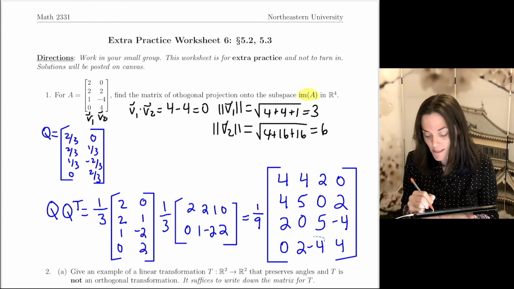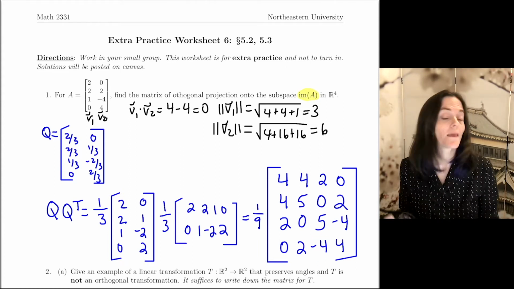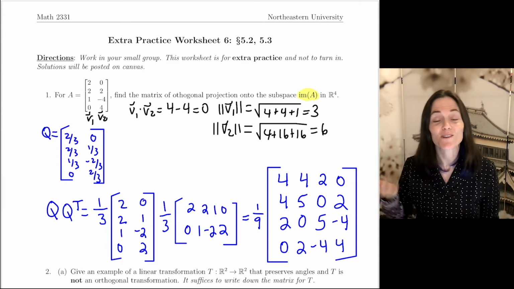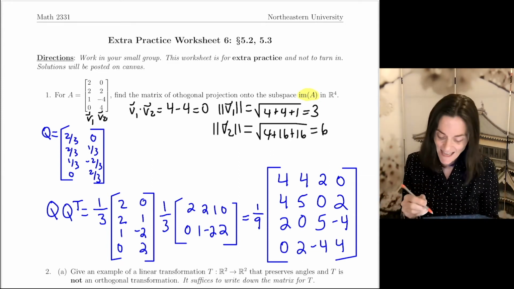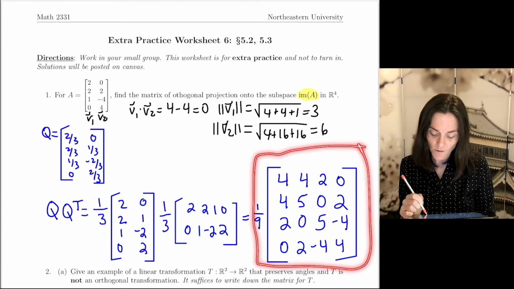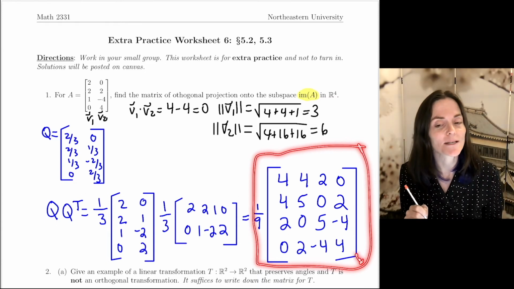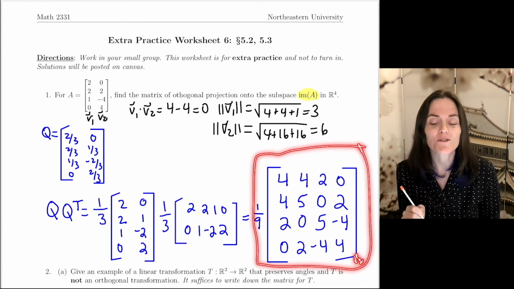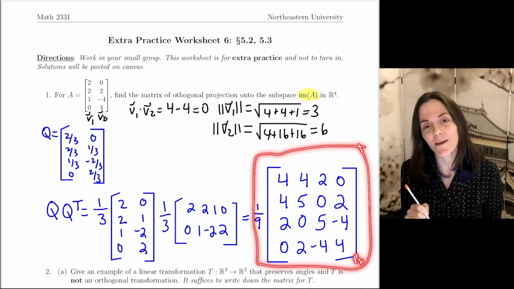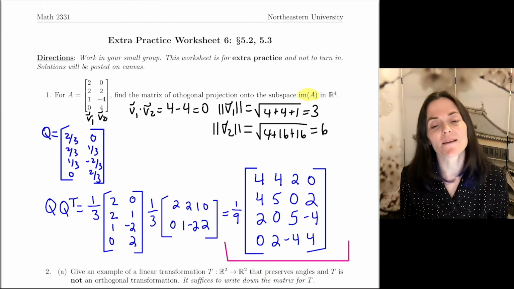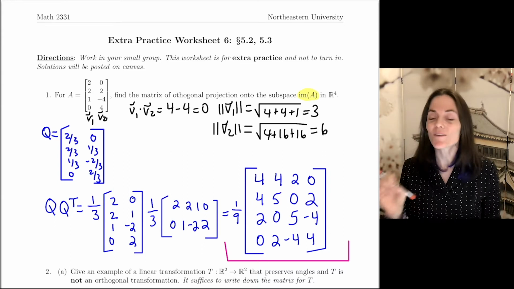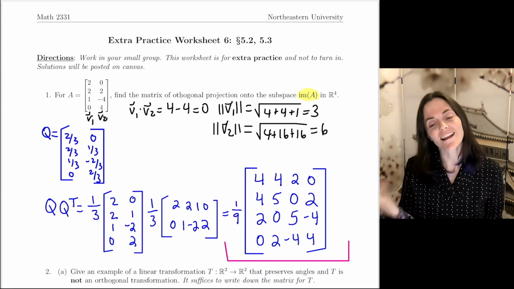Now, we notice this is symmetric, as it should be, because it's QQ transpose for some matrix Q, but that is sort of a sanity check you can do. If you are calculating the matrix of projection and you don't get a symmetric matrix, then probably you've made a mistake somewhere. This is my final answer. It's also perfectly fine to leave the 1 over 9 out in front.